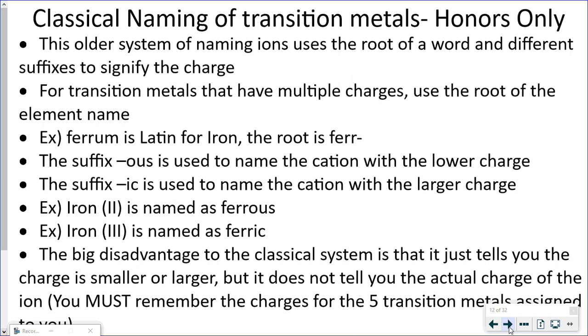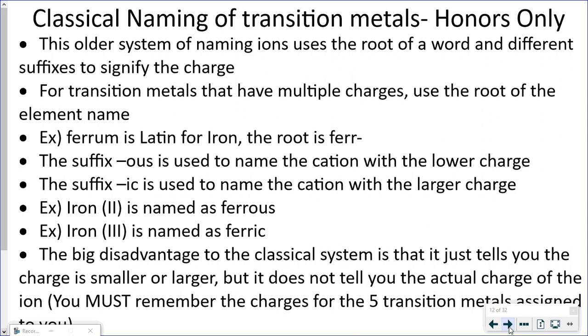One of them is iron, which is symbol Fe, from its Latin name ferrum. So the main part of that name is going to be the ferr. It is either going to have a suffix or an ending of OUS or IC. The ending of OUS is used for naming the cation with the lower of the 2 charges. The ending of IC is used to name the cation with the larger of 2 charges. So iron 2 is going to be ferrous because it's the smaller charge. Iron 3 is going to be ferric because it's the larger charge.